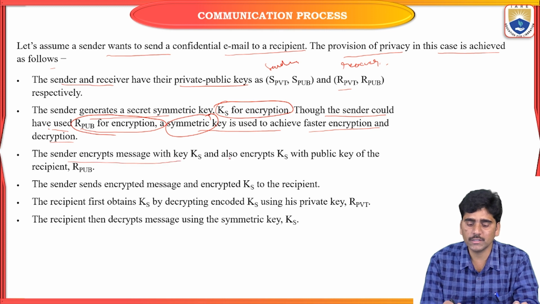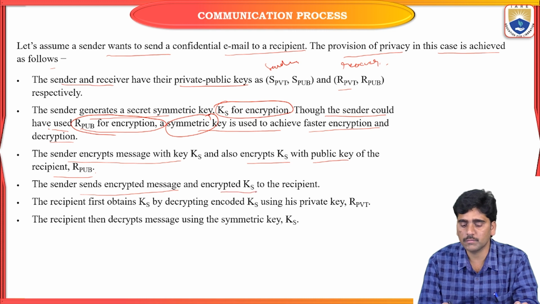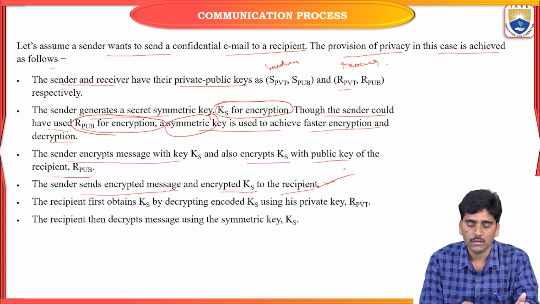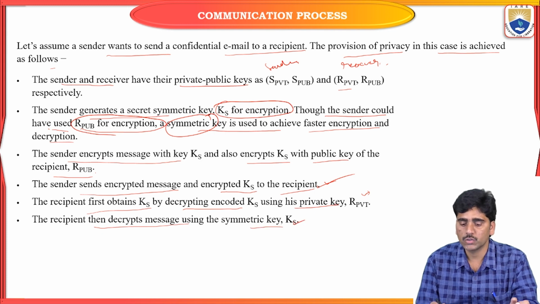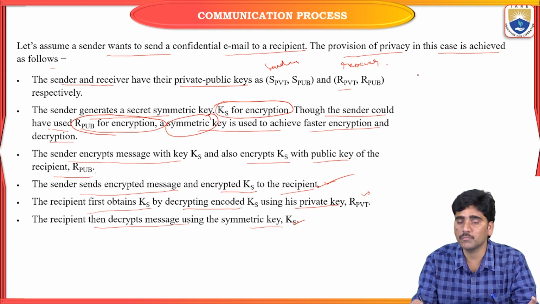The sender encrypts the message with the key KS and also encrypts KS with the public key of the recipient. Now the sender sends the encrypted message and encrypted key to the recipient. The recipient first obtains the key by decrypting the encoded key using the private key, that is, the receiver-side private key. The recipient then decrypts the message using the symmetric key.